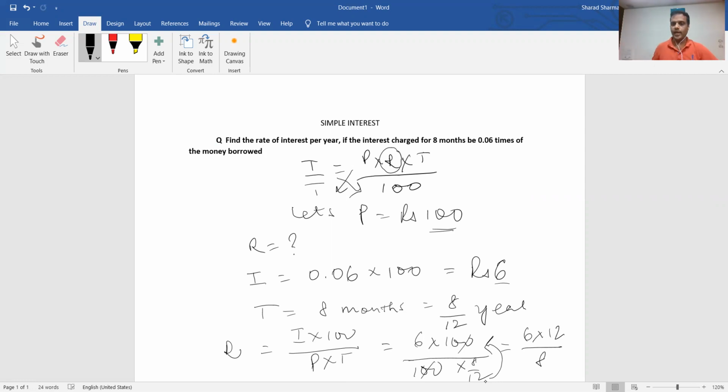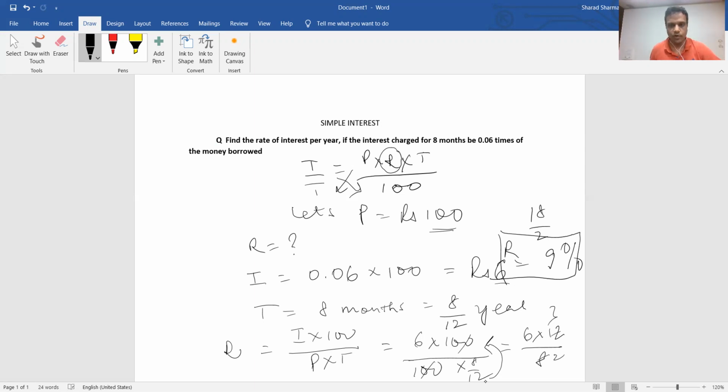What is 6 into 12 upon 8? Let's do that. 4 2s are 8, 4 3s are 12. This is 18 upon 2, which is 9. 9 what? 9%. What are we calculating? We are calculating rate. So the rate is 9%. This is how we solve these questions on simple interest.